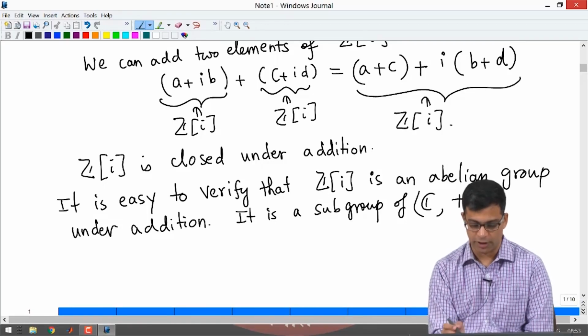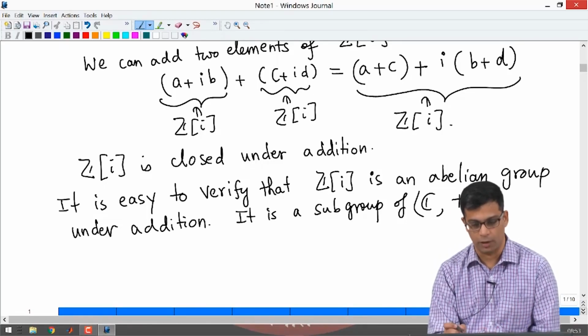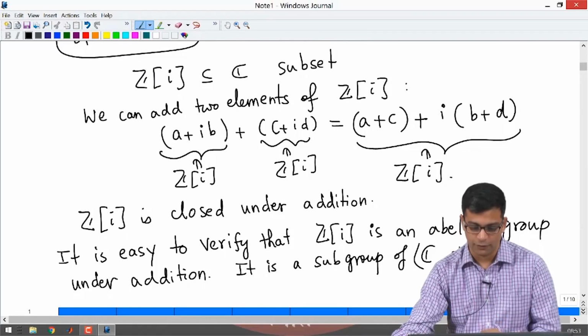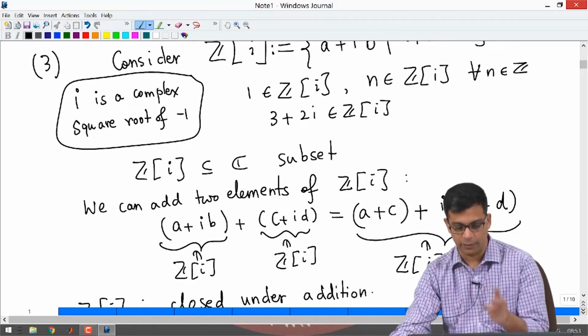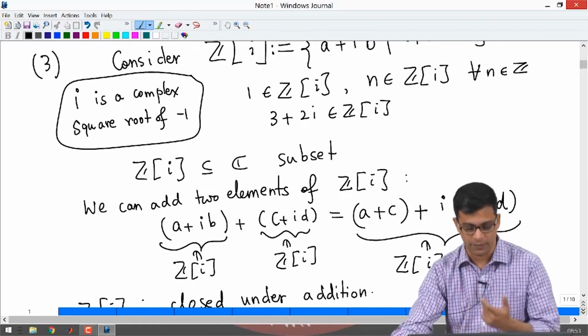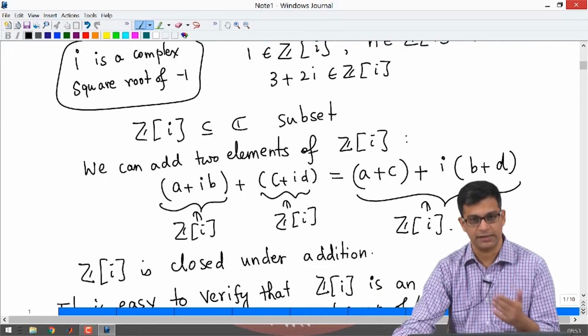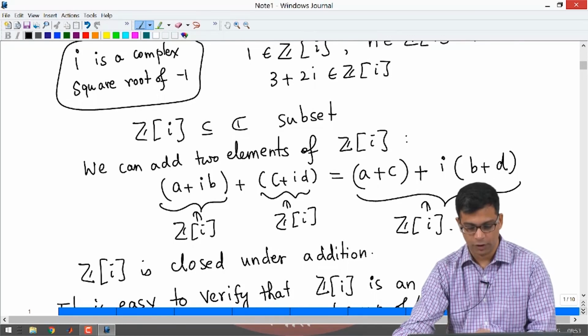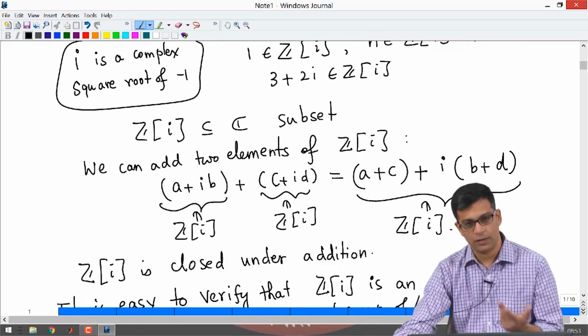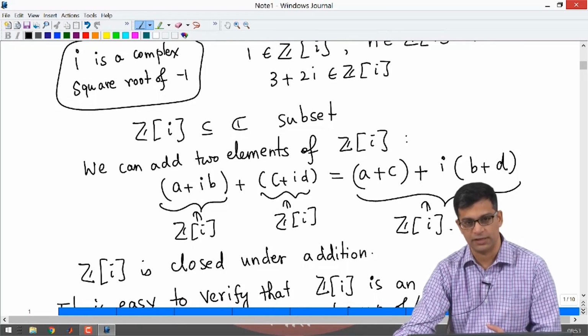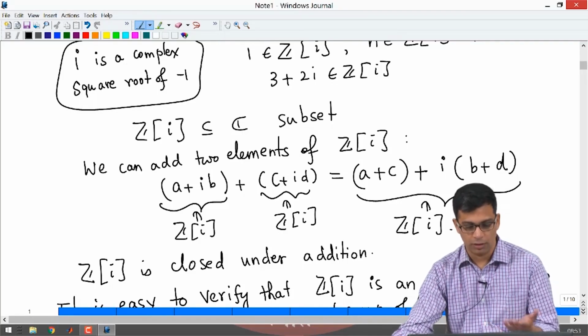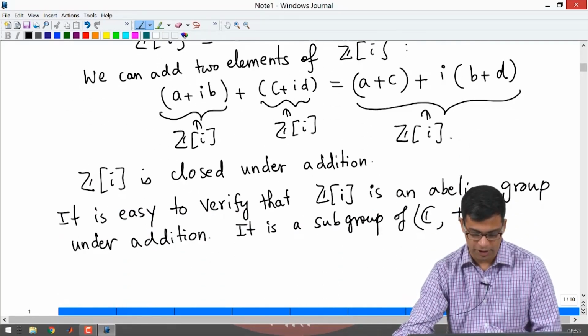See, this is easy to check that it is an abelian group because there is the 0 element. The 0 element is of the form a plus bi, where a and b are integers. It is 0 plus i times 0. Every element has an inverse. A plus ib has inverse minus a minus ib, that is also in Zi, and certainly it is associative because addition of complex numbers is associative, and it is closed, we checked. So, it is an abelian group.